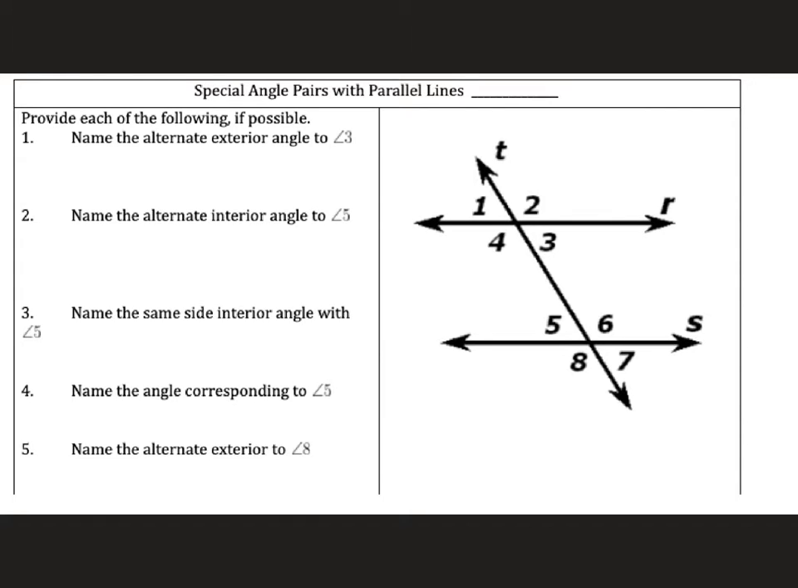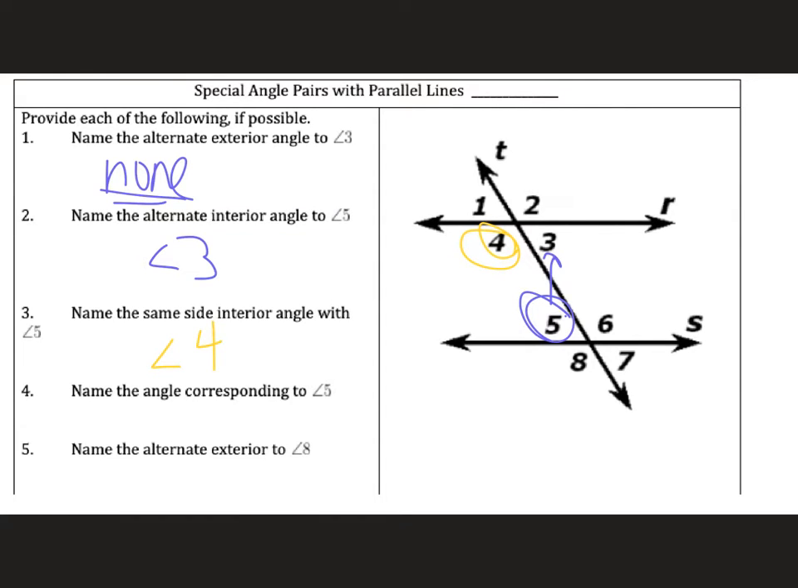Alternate exterior angle to angle 3. Well, angle 3 is here. That is not an exterior angle, so I cannot have an alternate exterior angle to angle 3. Alternate interior angle to angle 5. So angle 5 is here. The alternate interior, you might think 6, but 6 is adjacent, so it's got to be 3. Same side interior angle with angle 5. That's got to be on the same side and inside, so that's got to be angle 4.